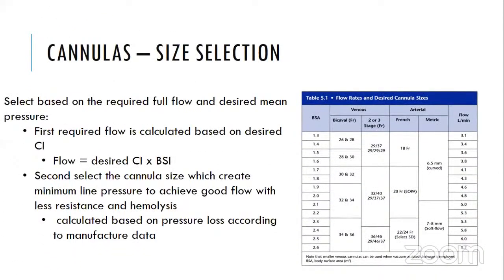Cannula size is selected based on the required full flow and desired mean pressure. First, the required flow is calculated based on the desired cardiac index, so flow equals desired cardiac index multiplied by the body surface area. Second, select the cannula size which creates a minimum line pressure to achieve good flow with less resistance and hemolysis, calculated based on pressure loss according to the manufacturer data.